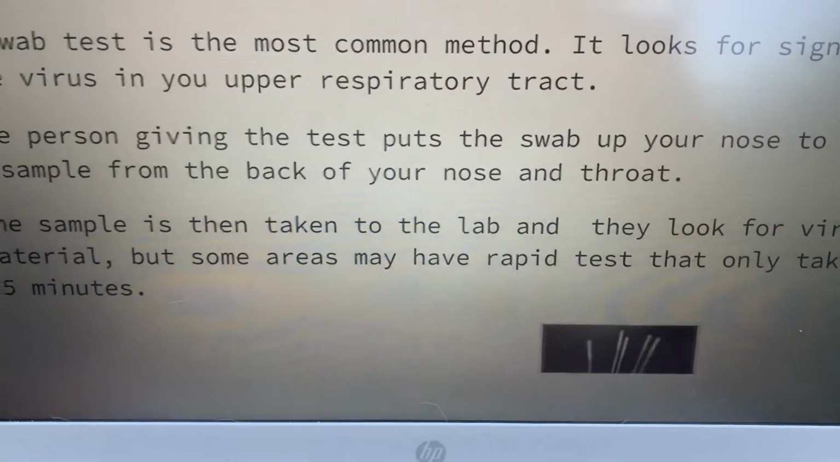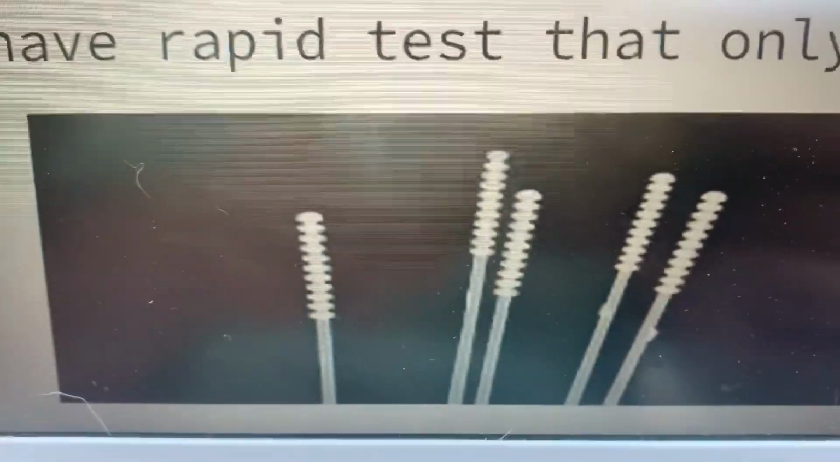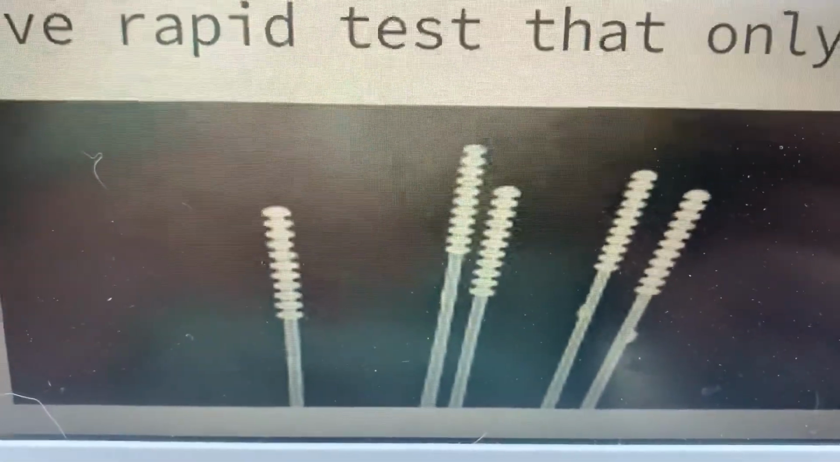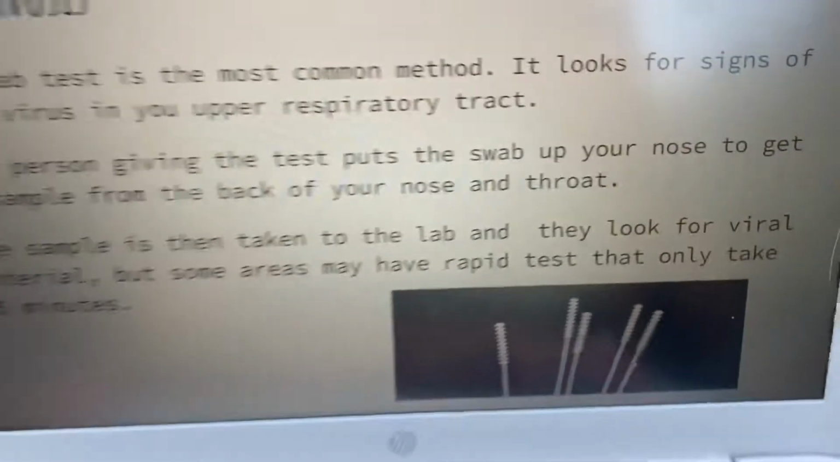This next picture that you're about to see is what the swab looks like. I know, kind of scary, but it's not that bad. I've had the test myself.